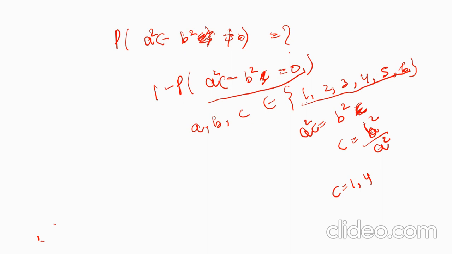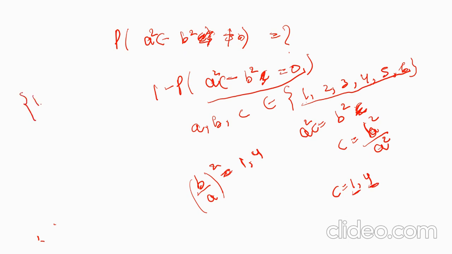So its square will be 4. So the possibility for B by A square can be 1 or 4 only. Now, when it will be 1 and when it will be 4, we want to find that.